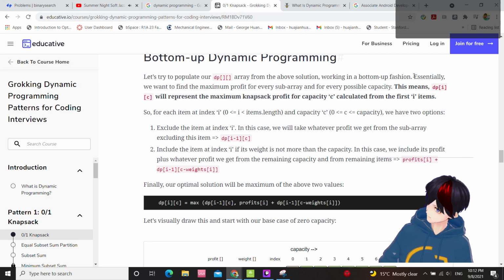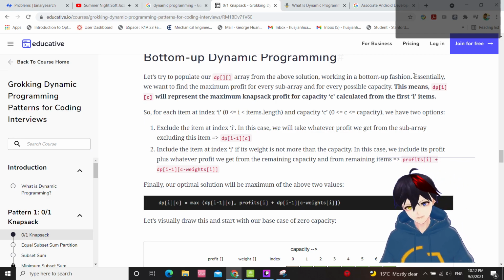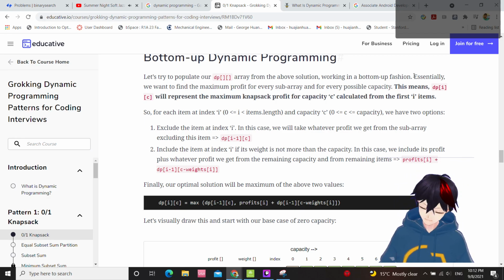Identify recurrence. I don't even know what that means now. Include the item at index i if its weight is not more than the capacity. In this case, we include this profit plus whatever profit we get from the remaining capacity.